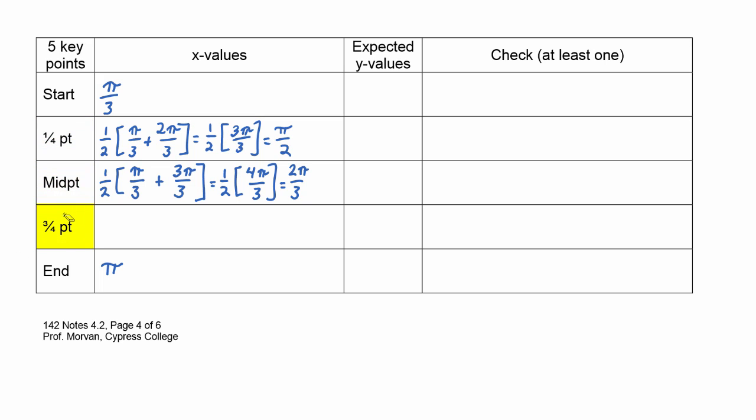Now we have to find the 3/4 point by adding up the midpoint and the end point and dividing by 2. So we have 1/2 of 2 pi over 3 plus pi, which I'll write as 3 pi over 3. So this is 1/2 of 5 pi over 3, which is equal to 5 pi over 6.